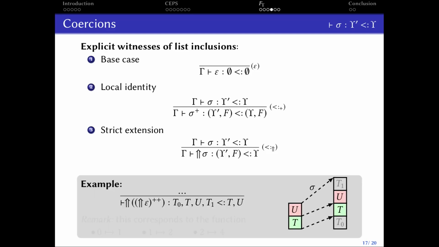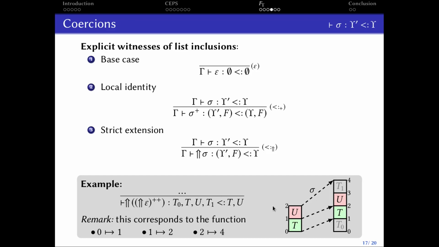So for instance, you can pause the video if you want to look at this example, but here we have the proof term witnessing the extension of T0, T1, and if it can be helpful, you can think of this witness as something corresponding to the function which maps the De Bruijn levels, the positions in the store, 0 to 1, 1 to 2, 2 to 4 here.